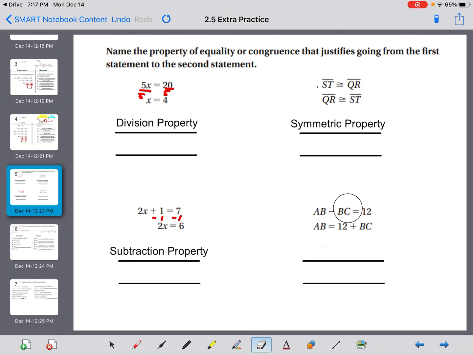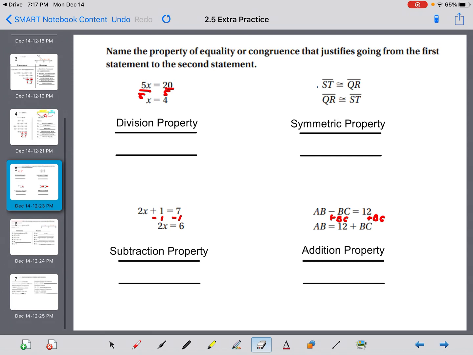Last, we have AB minus BC equals 12, and it changed into AB equals 12 plus BC. Well, to me, that looks like they added BC to both sides, which would be the addition property of equality.